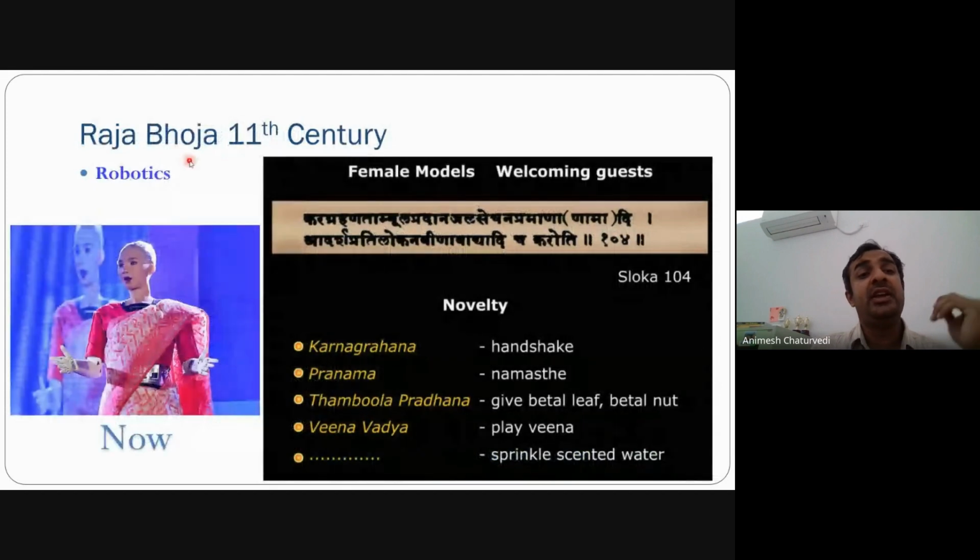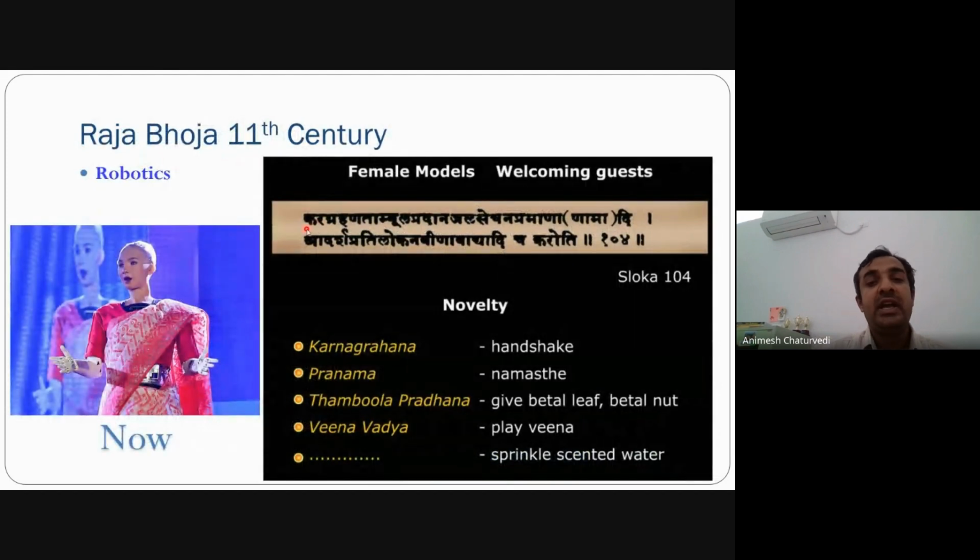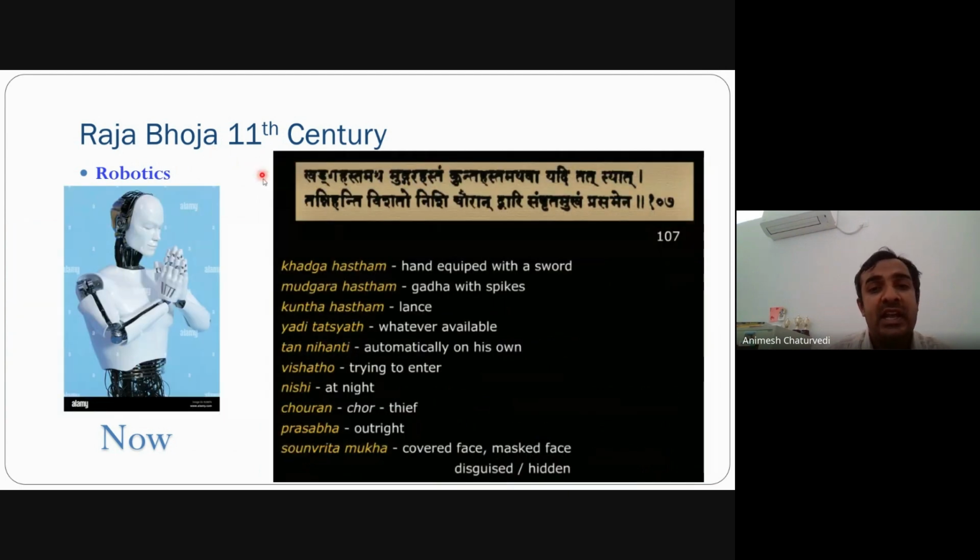Then in the 11th century itself, clear information was given that there is a possibility of a human robot that could do handshake, namaste, give betel leaf and betel nut, play veena, and serve water. So there was a different type of AI robotics thought since the 11th century in Bharatvarsha, that is India.